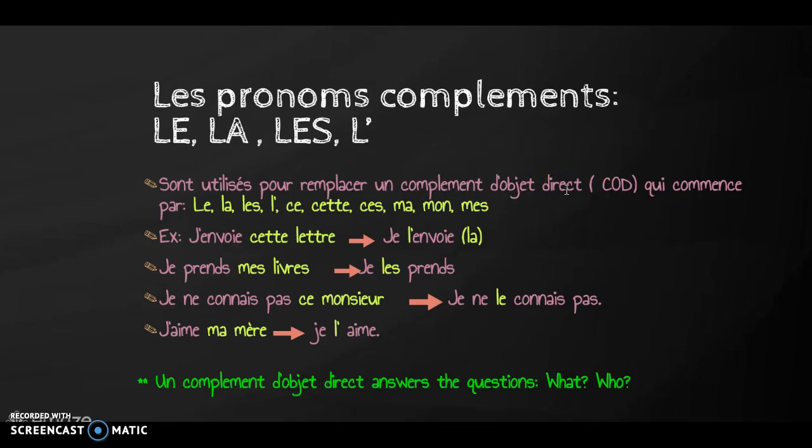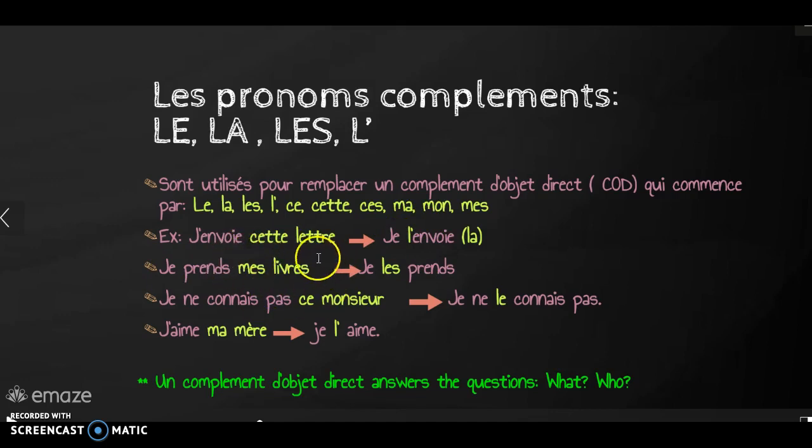And this complément d'objet direct usually also starts with keywords. There are also always keywords to look for. Le, la, les, elle, apostrophe, ce, cette, c'est, ma, mon, or mes. Like in the first sentence here, j'envoie cette lettre. I send or I'm sending this letter. So I have replaced cette lettre by la. However, because my verb starts with vowel, I need to use the apostrophe. Remember, we said we use the apostrophe whenever there's a noun or a word that starts with vowel. Alors, je l'envoie.